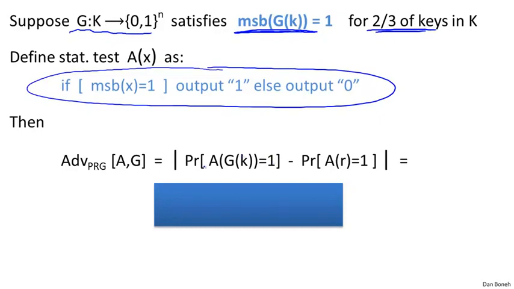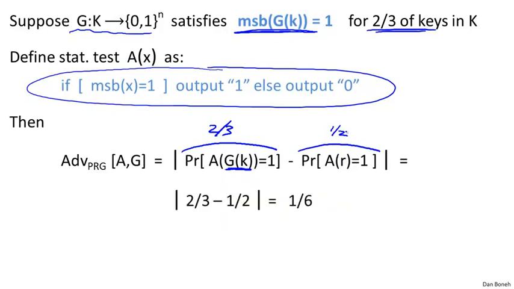Let me explain. Suppose we give the statistical test pseudo-random input. By definition of G, we know that with probability 2/3, the first bit in the input will be 1. But if it starts with the bit 1, then the statistical test will output 1. In other words, the probability that the statistical test outputs 1 is exactly 2/3. Now let's look at the case of a random string. If I give you a random string, how likely is it that the most significant bit is 1? For a random string, that happens exactly half the time. And so in this case, the statistical test will output 1 with probability 1/2.